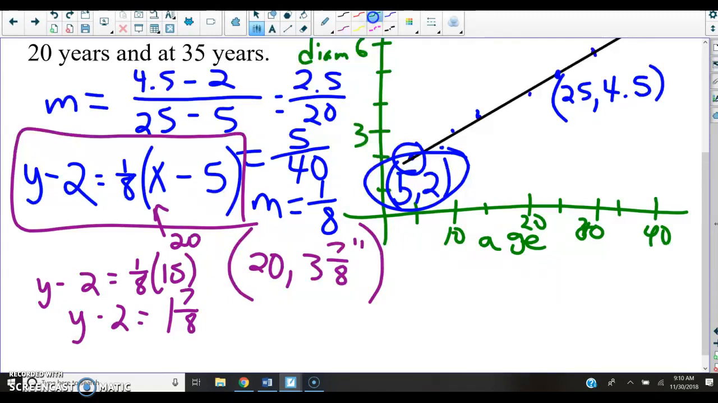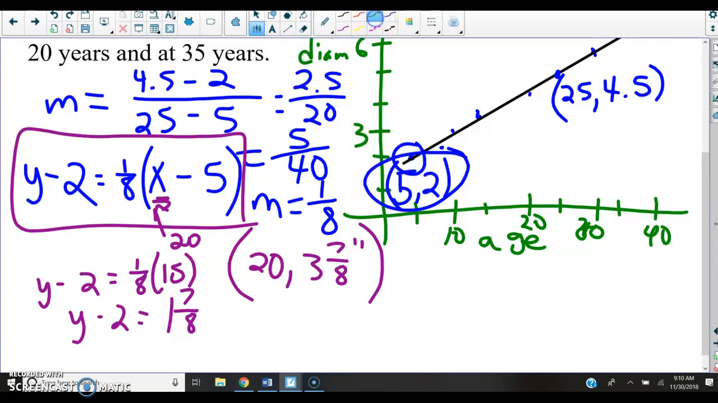And then they also asked us to estimate it at 35 years. So now I can put 35 in for x and do the same thing. Y minus 2. It's not working for me today.